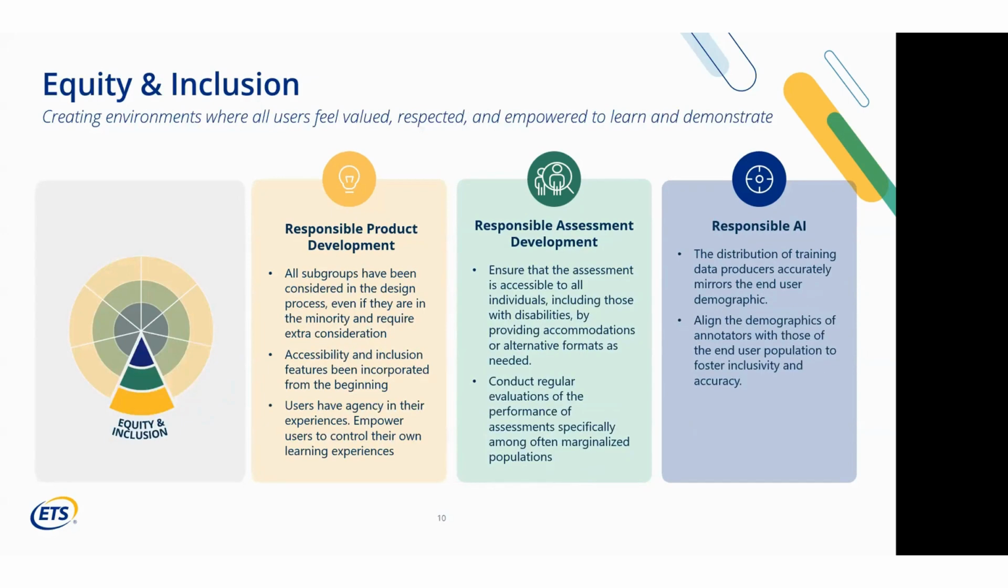Equity and inclusion will come as no surprise that it's really about including everyone in your populations into the product development, assessment development, and development of responsible AI. So have you considered all subgroups when you have been in the design process, even if they are in the minority and require extra consideration? Are assessments available to all of those individuals that were included in the product development process? And then, does the distribution of training data producers accurately mirror the end user's demographic?